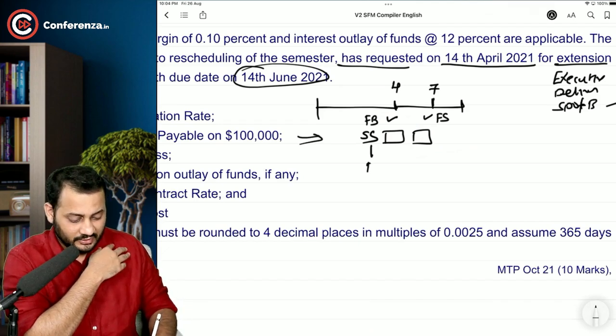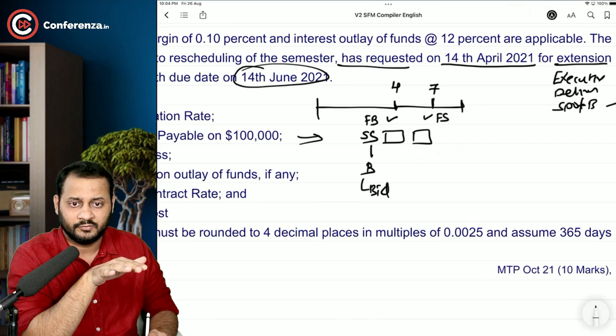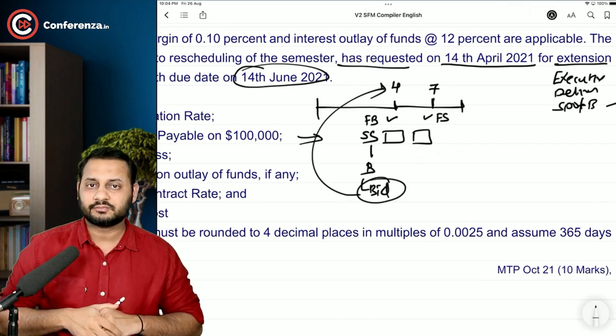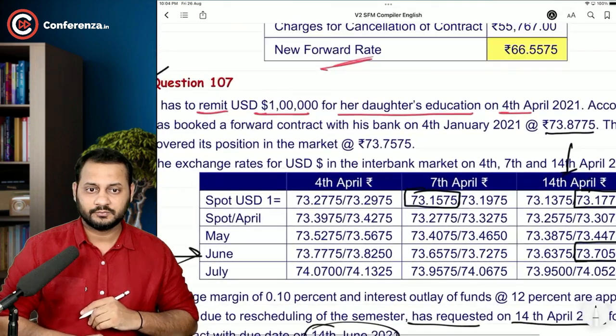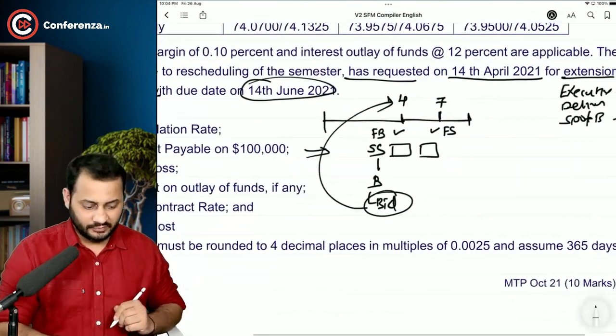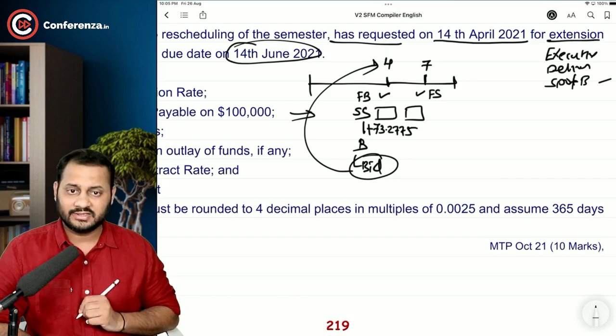So we will sell, the other bank will buy, bid rate is applicable. And since this is an interbank transaction, no margin. Spot sell. So bid rate of 4th April, spot, 73.2775. And you will sell, that means you will receive this much.